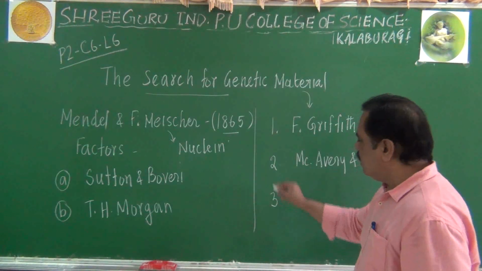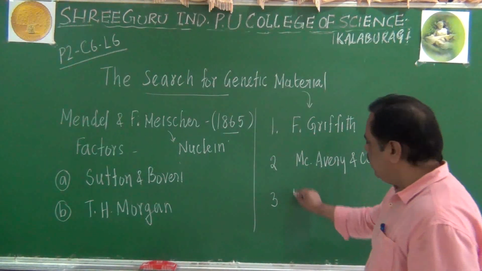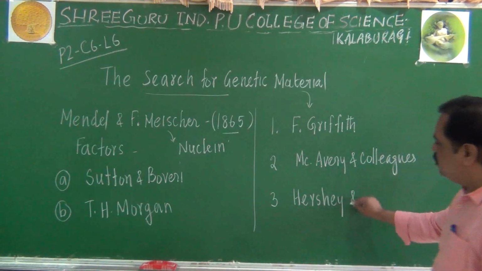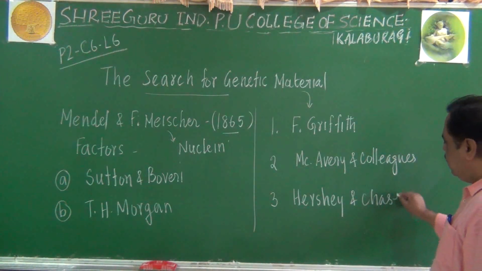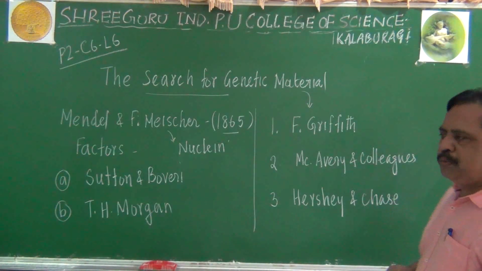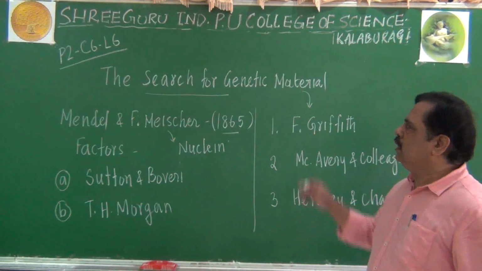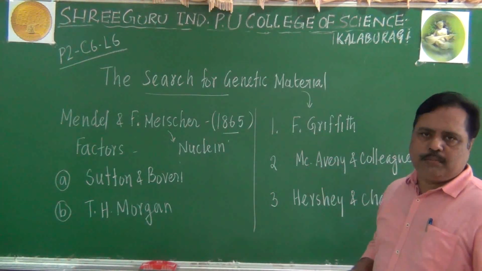Thirdly, there was another group of scientists, namely Hershey and Chase. This Hershey and Chase experiment finally gave good evidence that DNA is the genetic material.